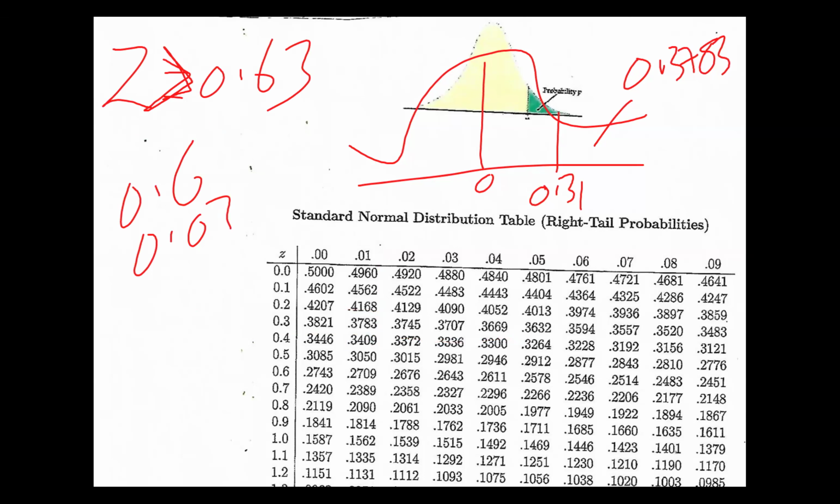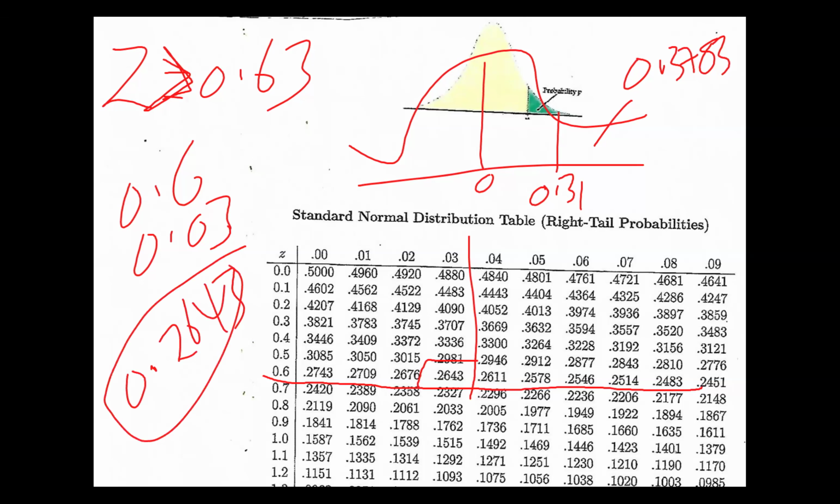You come to where there is 0.6, like this, and where there is 0.3, which is this one. Which area is this? 0.2643. This is already the area greater than the number you are talking about, isn't it? Yes, this is already the area greater than 0.63.